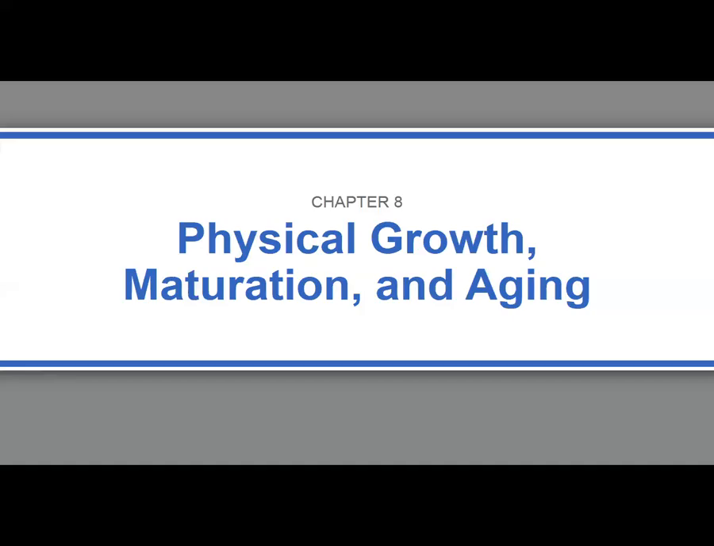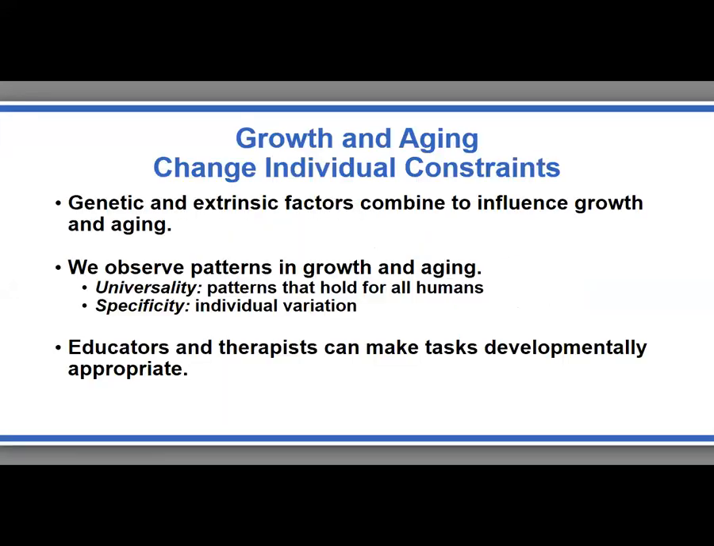All right. So physical growth, maturation, and aging. Growth and aging change individual constraints. Genetic and intrinsic factors combine to influence our growth and aging. Again, there's certain things that you're born with, certain things that you're going to learn to adapt over your time and experiences, and they all play into each other.